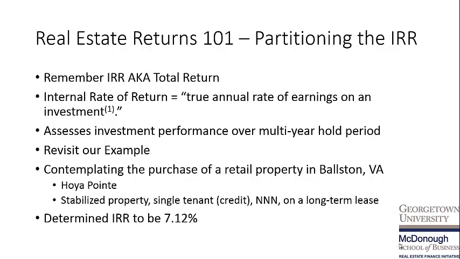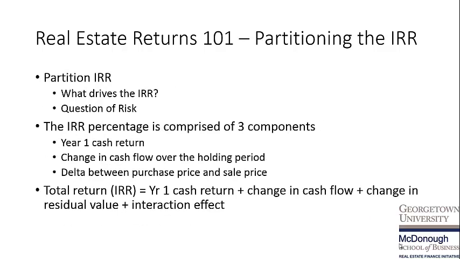So to revisit our example, you'll recall we are contemplating the purchase of a retail property in Ballston, Virginia called Hoya Point. It's a stabilized property that is leased to a single tenant who is defined as a creditworthy tenant on a triple net basis for a long term. We have determined that the internal rate of return for our investment is 7.12%.